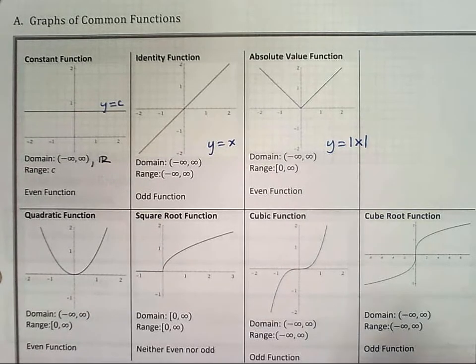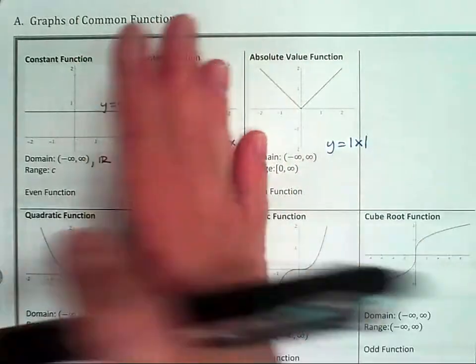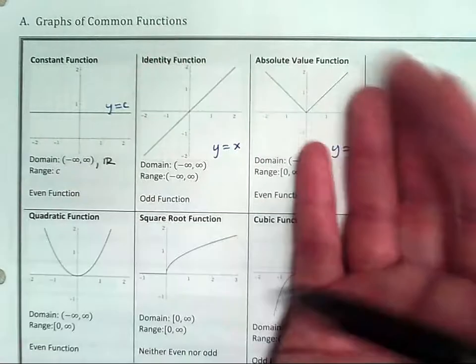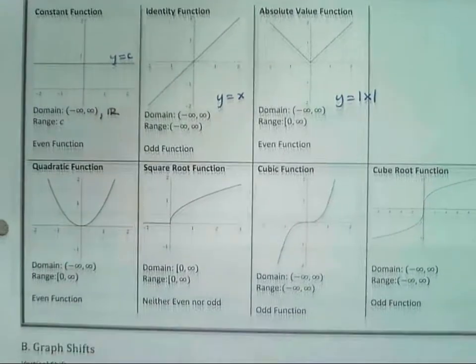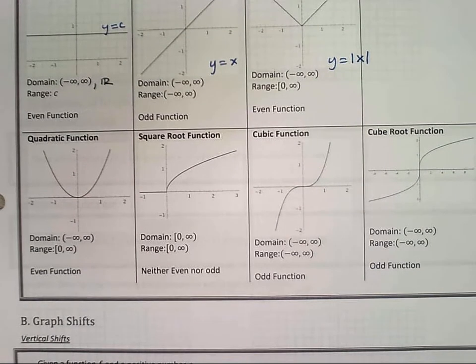Hold on. So this is an even function because it's reflected over the y-axis, right? Can put a mirror there. Okay, next is a quadratic function. What does a quadratic function look like? What's the degree of a quadratic function? What's my highest exponent on my variable?